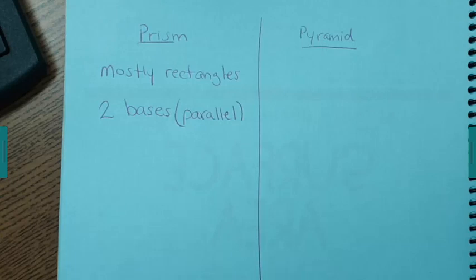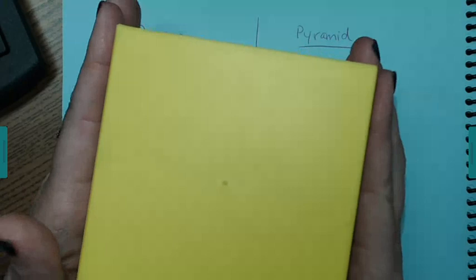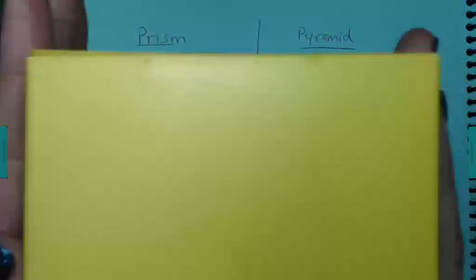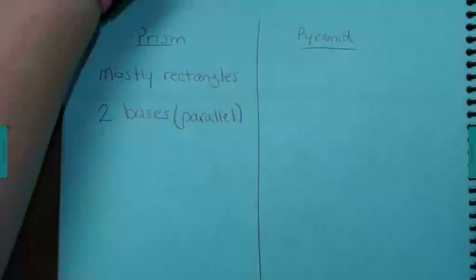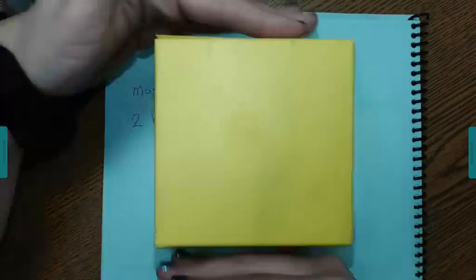Okay. So if I have this prism, could my left and right be my bases? Yes. Because are they ever going to touch? No. Could my top and bottom be the bases? Yes. Are they ever going to touch? No. Could my front and back be the bases? Yes. Okay. So when you have this shape, there's three different sets. It could be left, right, front, back, top, bottom, because they're parallel.